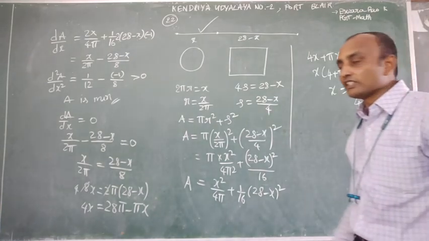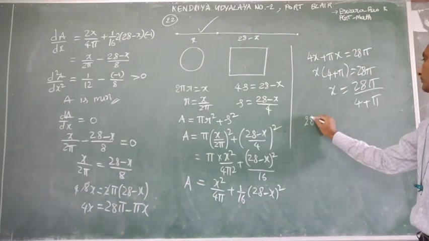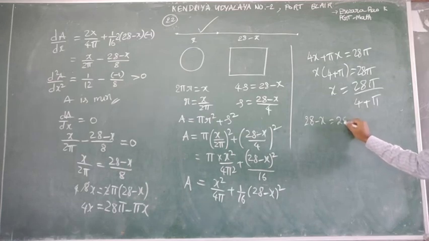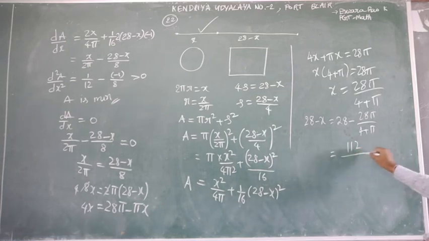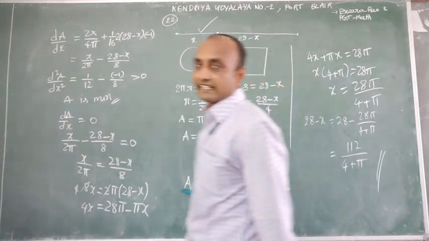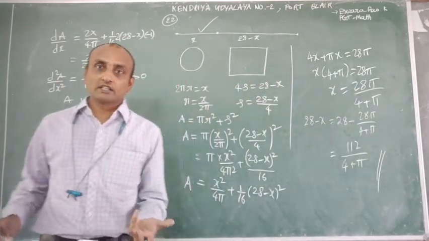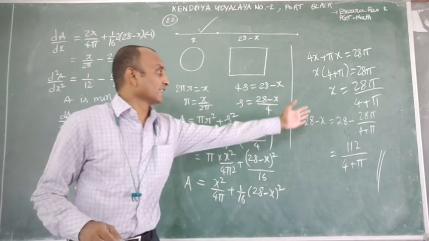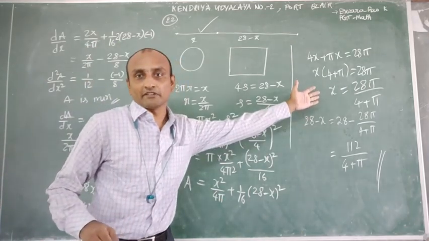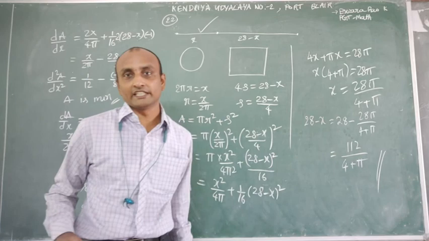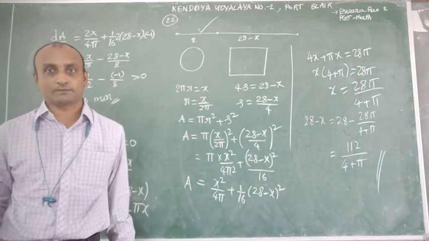Then what is left? We need to find out 28 minus x also. I find 28 minus x with the help of 28 minus 28 pi by 4 plus pi. I get this as 112 by 4 plus pi. Those are the two piece lengths, which after converting them into a square and circle, give the minimum combined area when cut like this. One is 28 pi by 4 plus pi, another one is 112 by 4 plus pi.